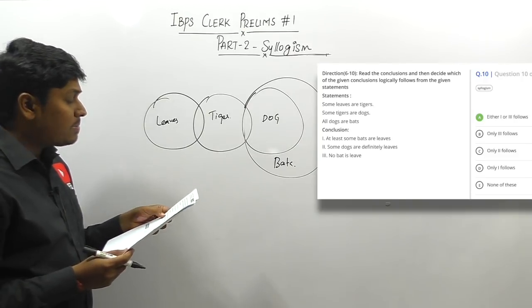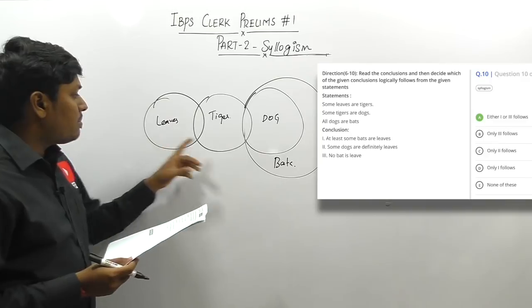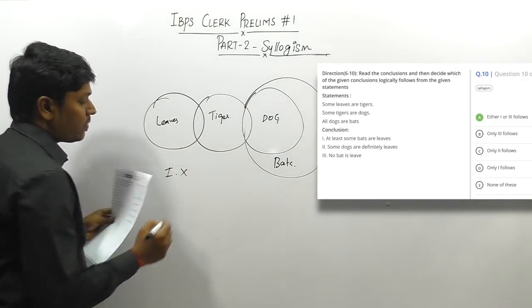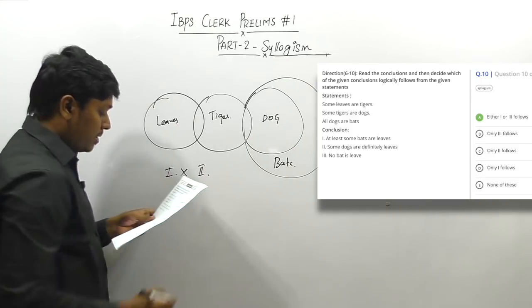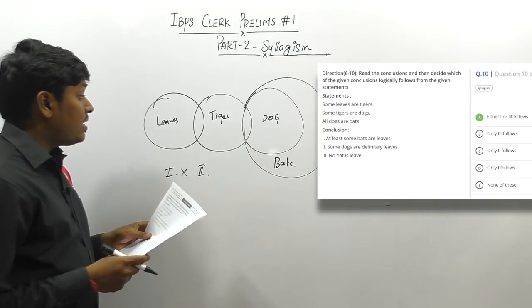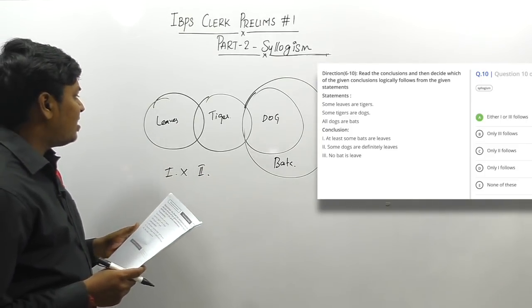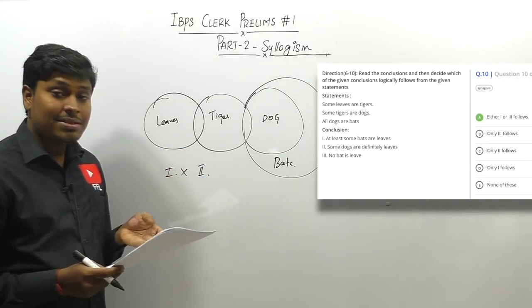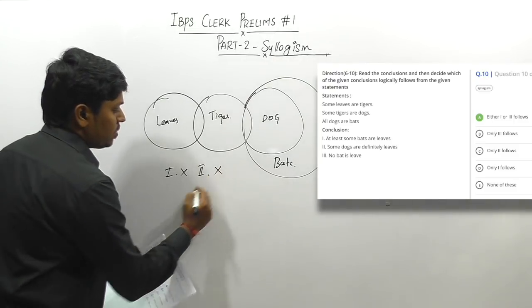At least some and some are the same. Some bats are leaves. There is no connection between bat and leaf, right? So we can say that conclusion number 1 is false. So conclusion number 2, some dogs are definitely leaves. No, it is false, right? There is no connection between dog and leaf, but the conclusion says it's definitely leaf. So conclusion number 2 is false.